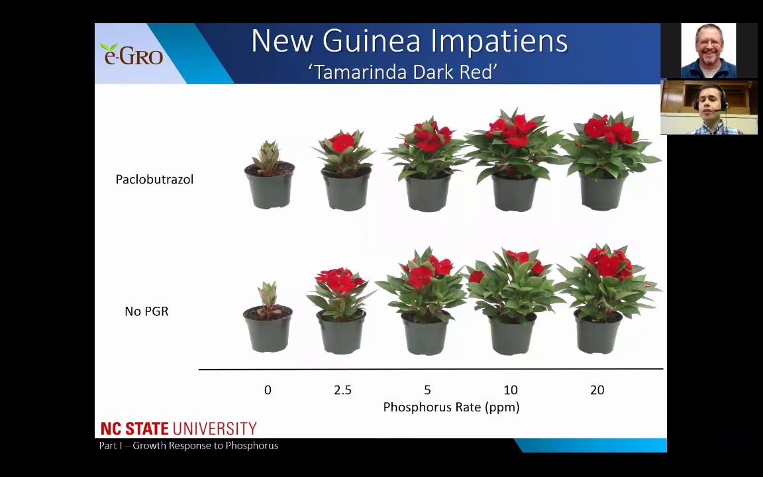And of course, whether or not they were treated with a PGR, you still saw this phosphorus growth effect where plants that did not receive any phosphorus were extremely stunted, were displaying symptoms of phosphorus deficiency, and did not reach floral maturation. By providing just 2.5 to 5 parts per million, you were able to get a plant that did flower, but was still a little bit stunted. And then again, you get up to that 10 to 20 parts per million range, and that's where you reach maximum growth.